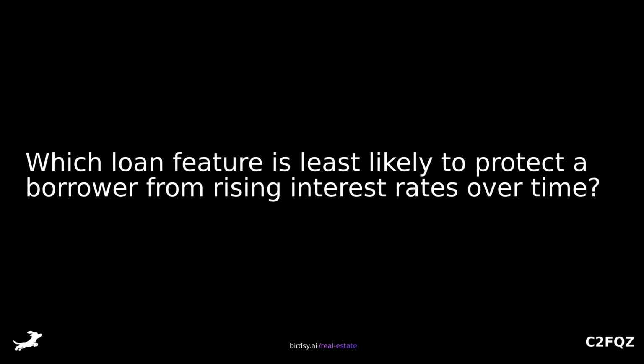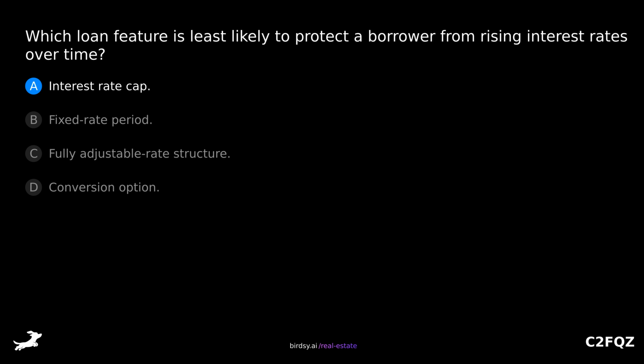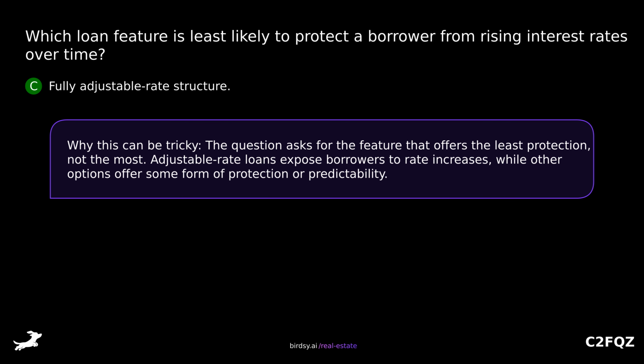Which loan feature is least likely to protect a borrower from rising interest rates over time? Is it A. Interest rate cap, B. Fixed rate period, C. Fully adjustable rate structure, or D. Conversion option? The correct answer is C. Fully adjustable rate structure. Why this can be tricky? The question asks for the feature that offers the least protection, not the most. Adjustable rate loans expose borrowers to rate increases, while other options offer some form of protection or predictability.